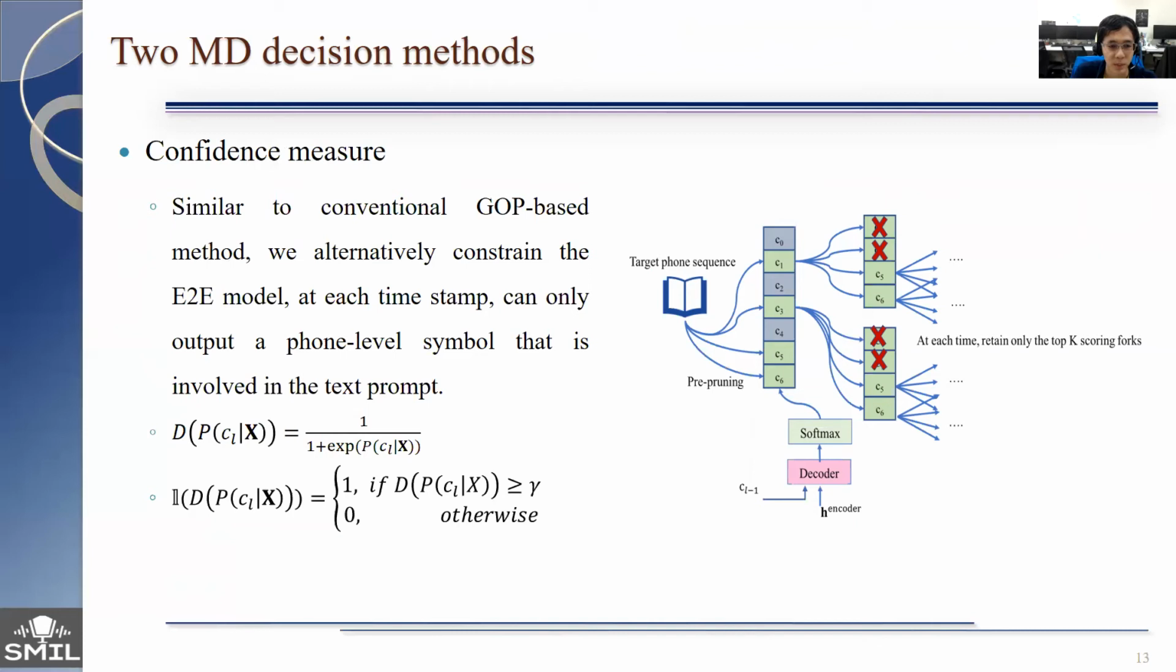The posterior probability of the phone label given X is then taken as the input to a decision function D. When the indicator equals 0, it indicates the phone has been mispronounced. The thresholding parameter is determined based on the ROC curve.